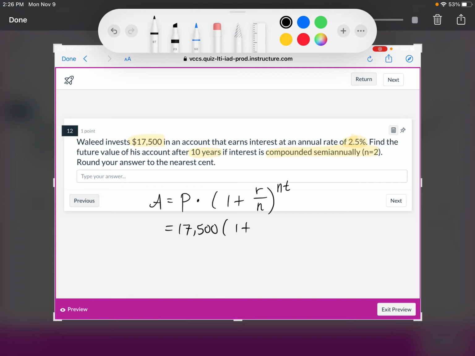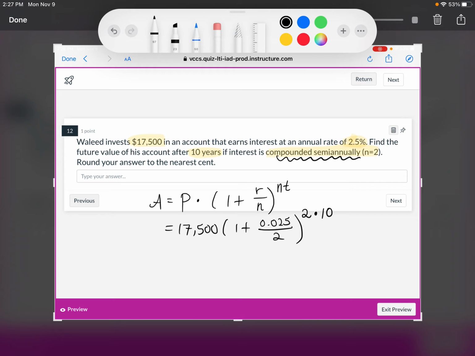17,500 times 1 plus. The rate is 0.025. N is 2. Why? Because it says compounded semi-annually, so twice a year. And then we're raising this to n times t. N is 2, t is 10. So the exponent is really how many semi-annual compoundings we are going to have. So how many half years do we have in a 10-year period? 20 half years. So that's what we're going to try to type into our scientific calculator.